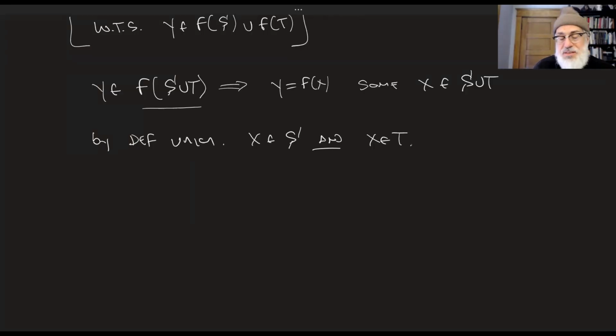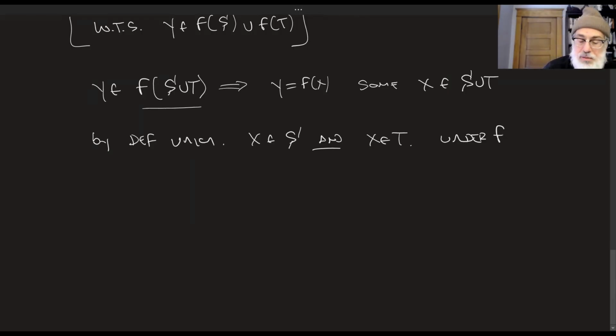So we have these elements x in S and x in T, two different sets. Now under the function f, because S and T are in the domain, all elements will have a map. So if x exists in S, that means that f of x exists in f of S.